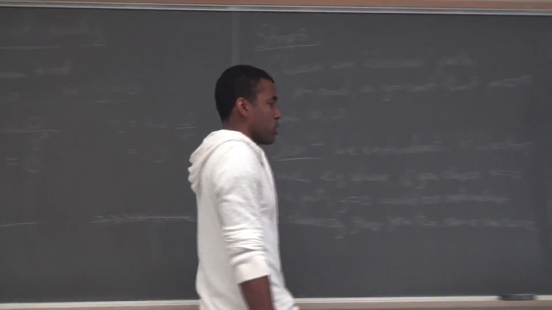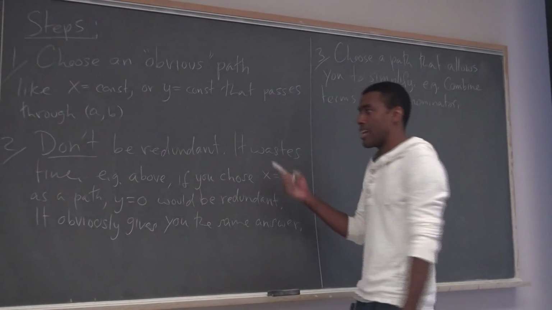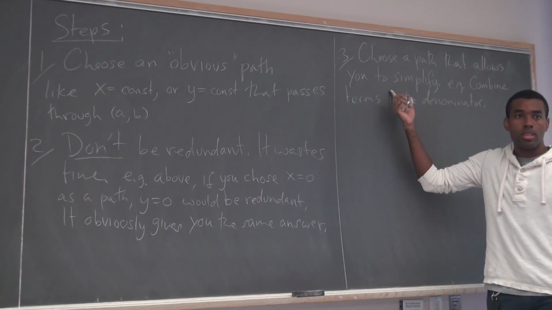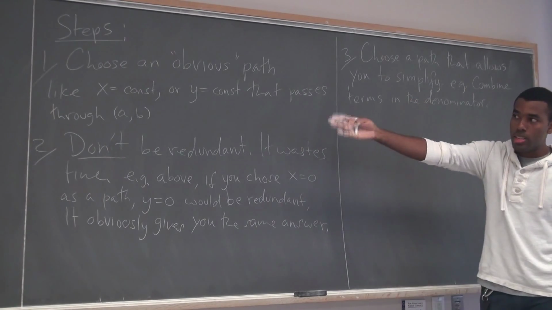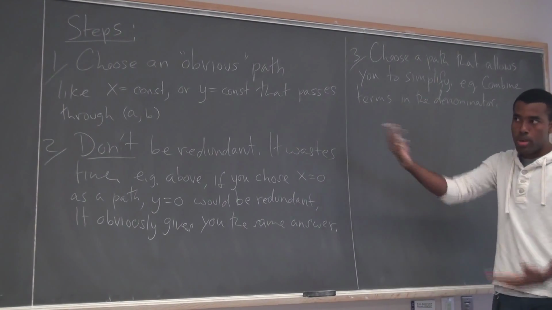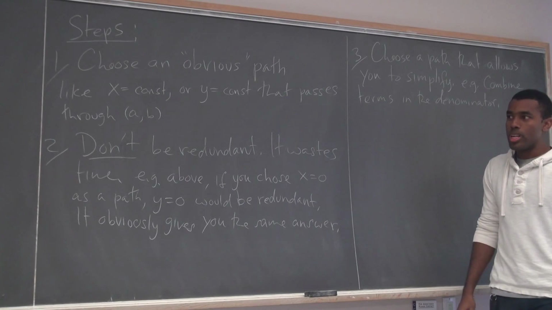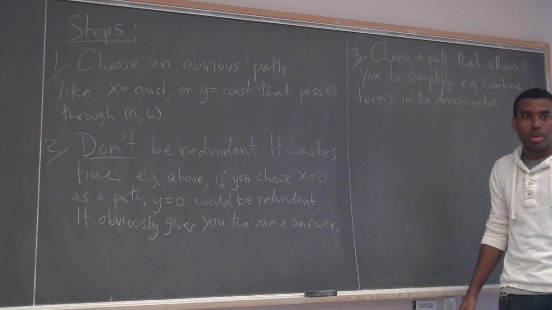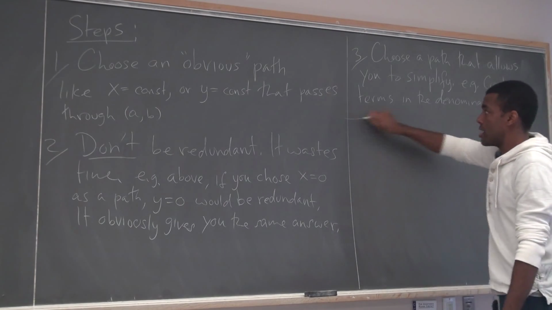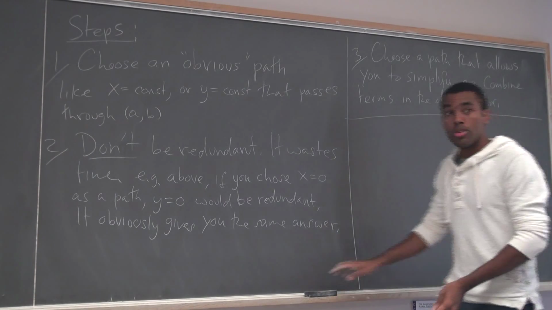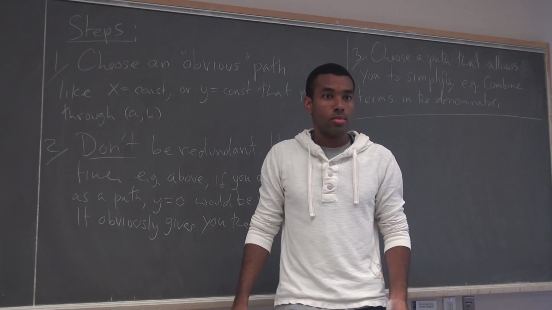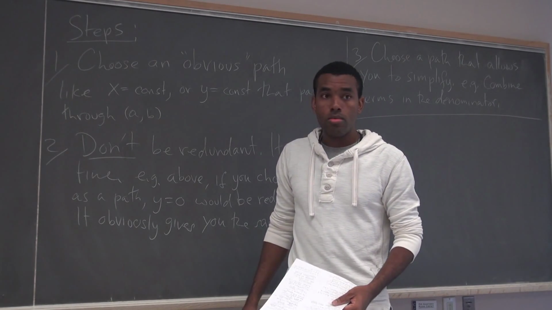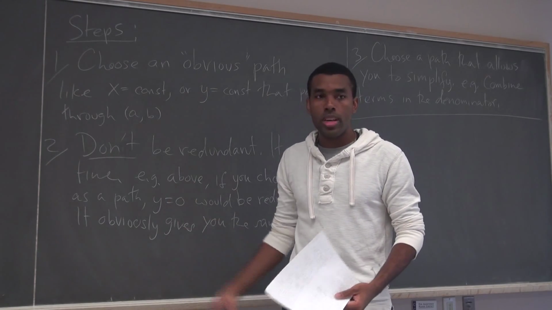So the first choice we'd make was we'd choose the obvious path. Second, be sure not to be redundant. Third, choose a path that allows you to simplify stuff. That's it. Based on the function, you choose different things. It really depends on what you see there. But there's no real, oh no, I have an infinite number of choices. No, there are really only a few smart choices to make, right? And that's basically it. So for these examples, we'd just be choosing a function of y equals x, y equals f of x, something similar.